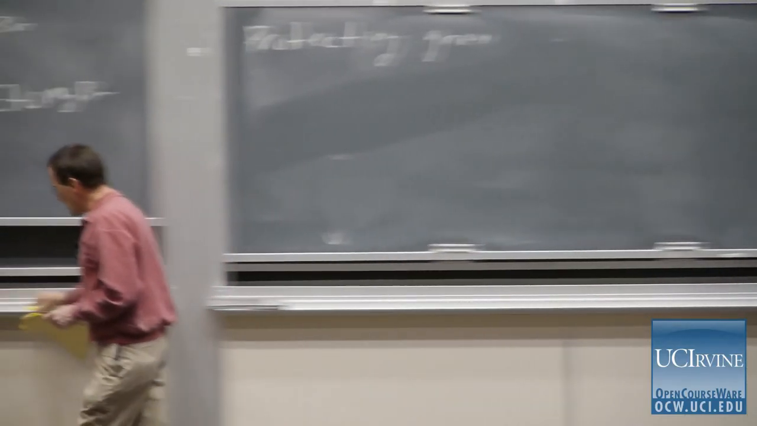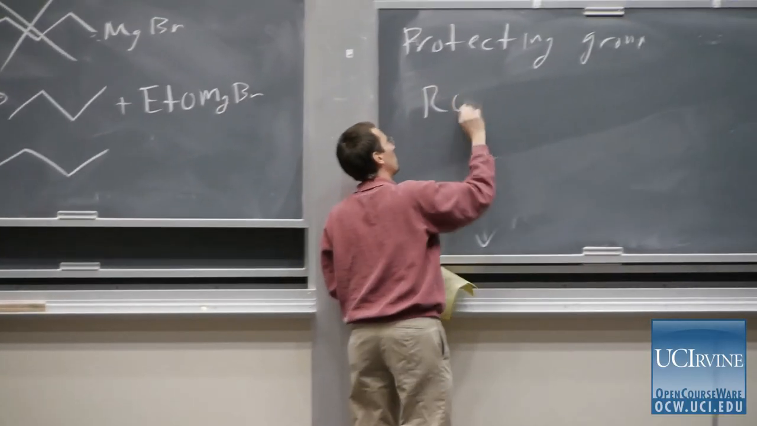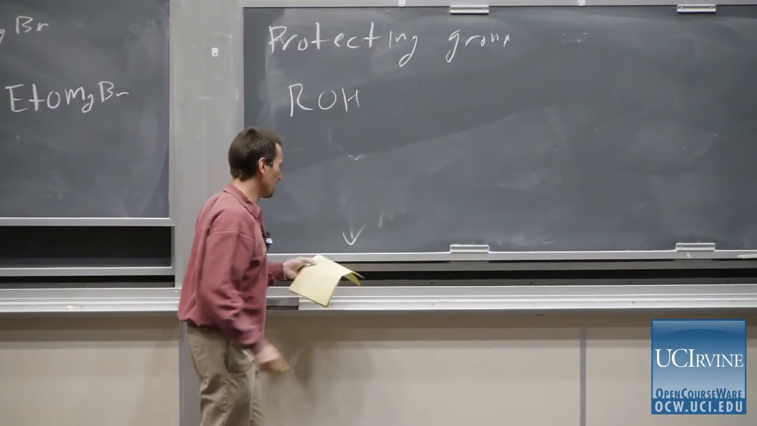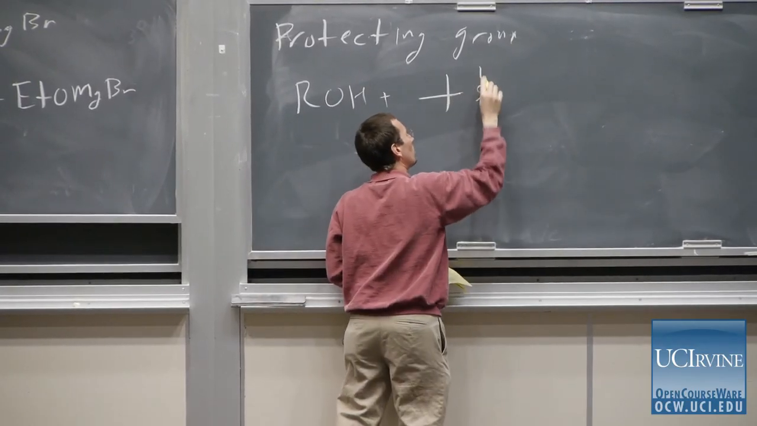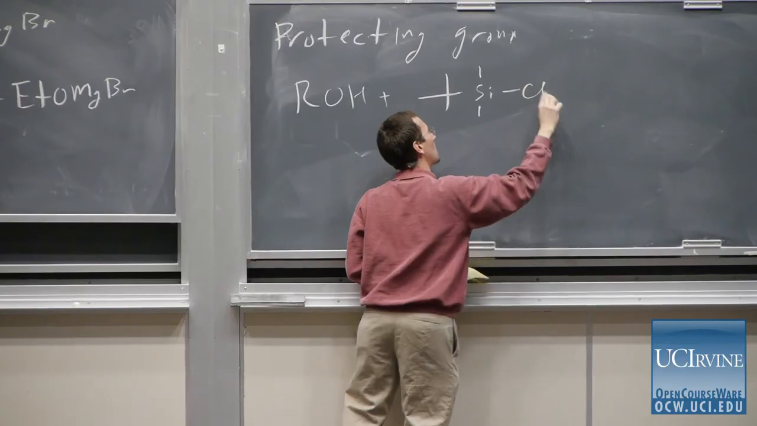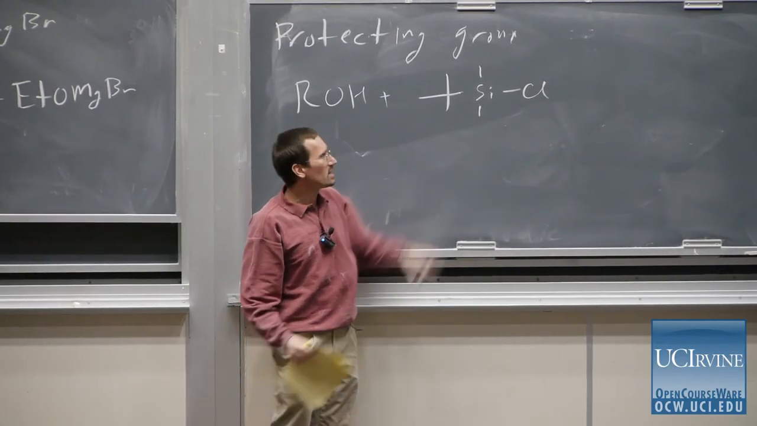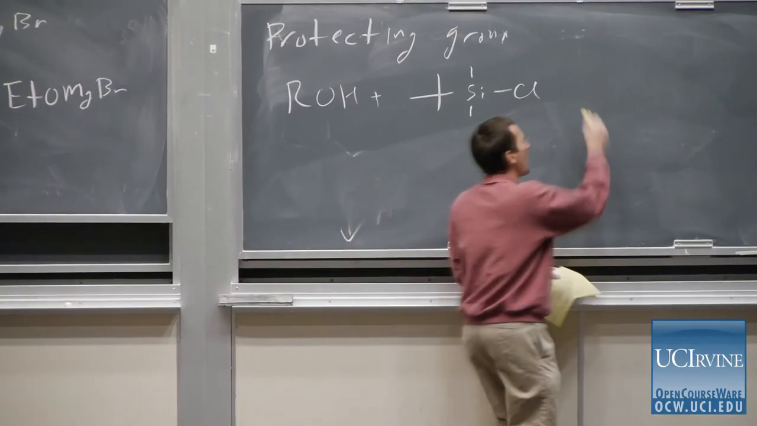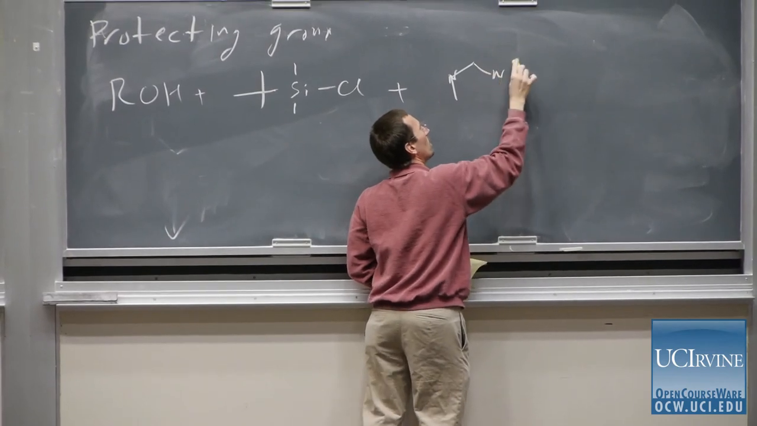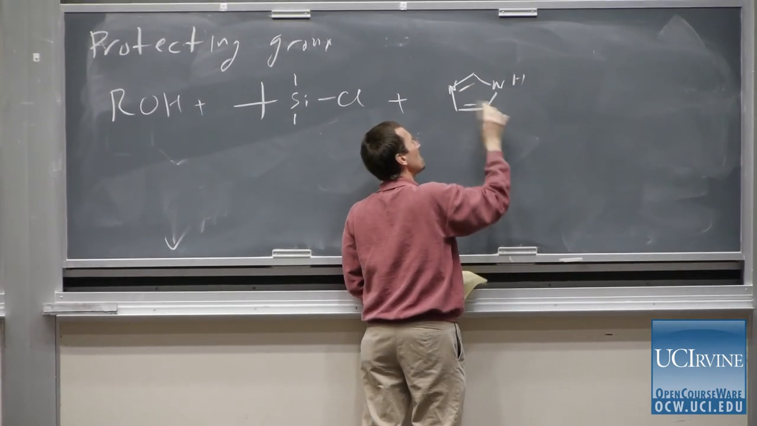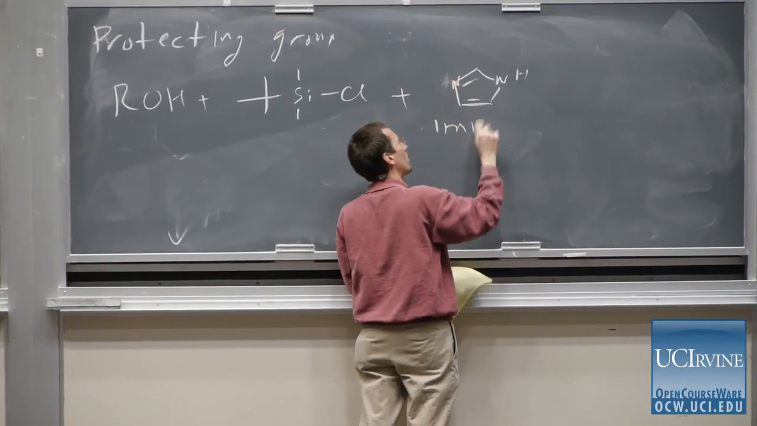And so the general gist of protecting an alcohol as a silyl ether, particularly a tert-butyl dimethyl silyl ether, is to take your alcohol, treat it with a chlorosilane, tert-butyl dimethyl chlorosilane is particularly popular, and a base. The base that's widely used is called imidazole. It's a good base for this particular reaction. I guess I won't draw on lone pairs.